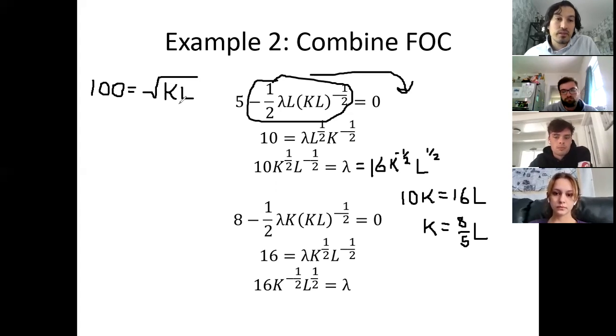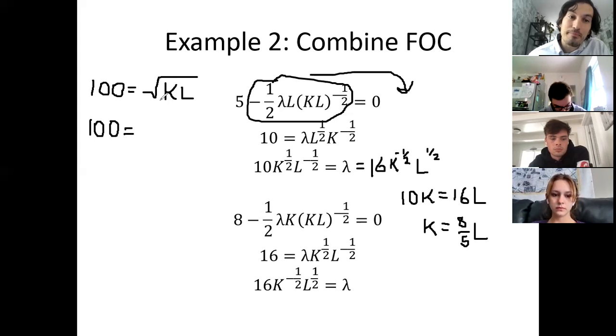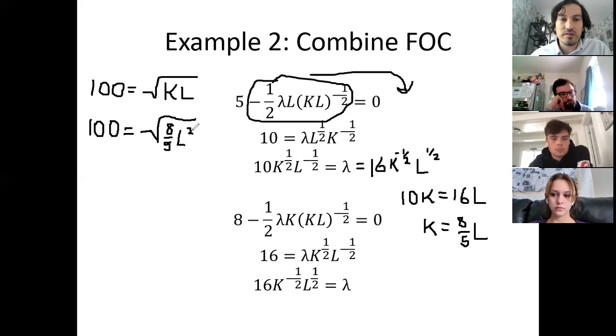Okay. Let's plug this in. Let's plug K equals 8/5 L into there. What will we get? I mean, that's what we have to do to solve it. There's no other way to solve it. Once you've eliminated lambda and you get a condition like this, you got to plug that back into the constraint. What will you get? Instead of 100 equals the square root of KL, K is actually 8/5 L, so it's the square root of 8/5 L squared. Is that right? It's kind of ugly. It's going to be a lot of irrational numbers here.